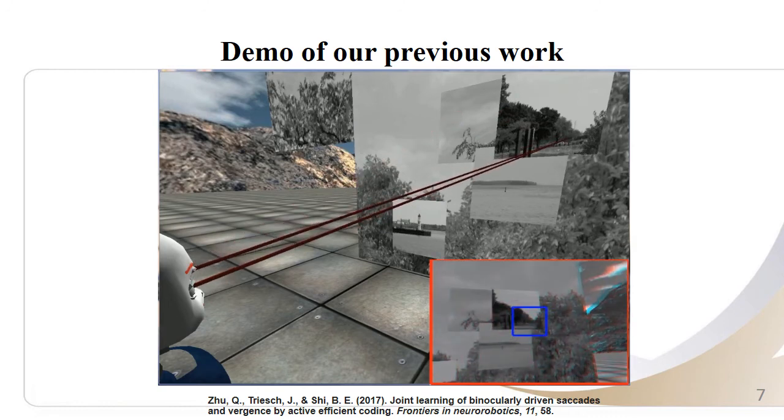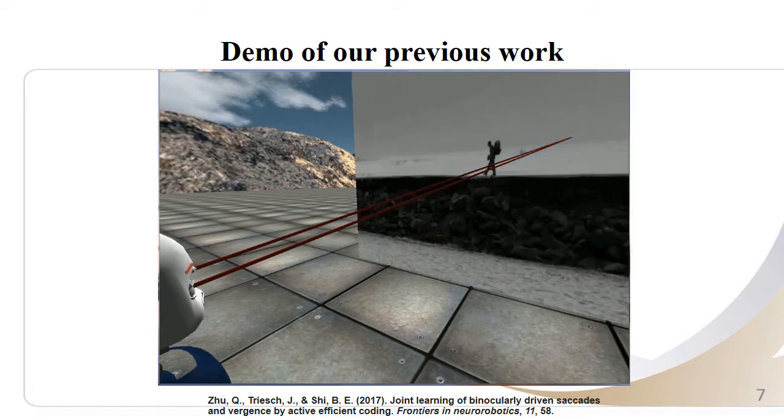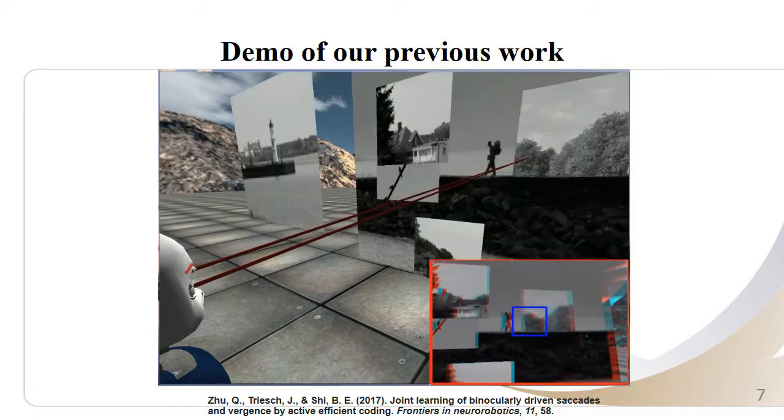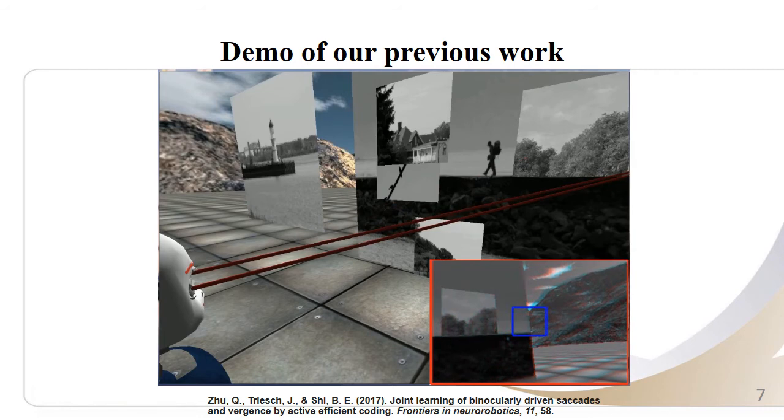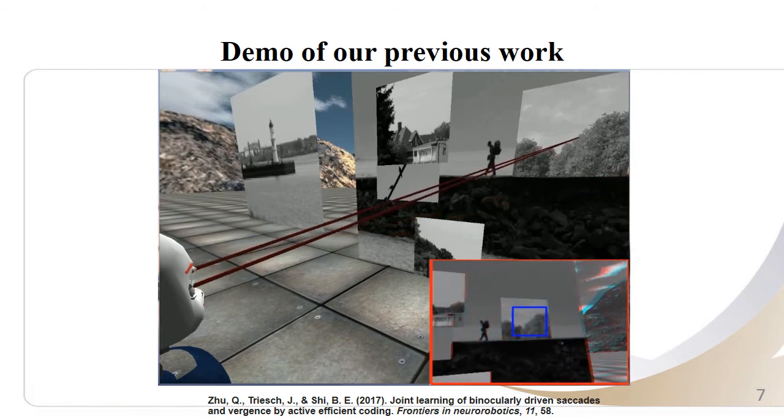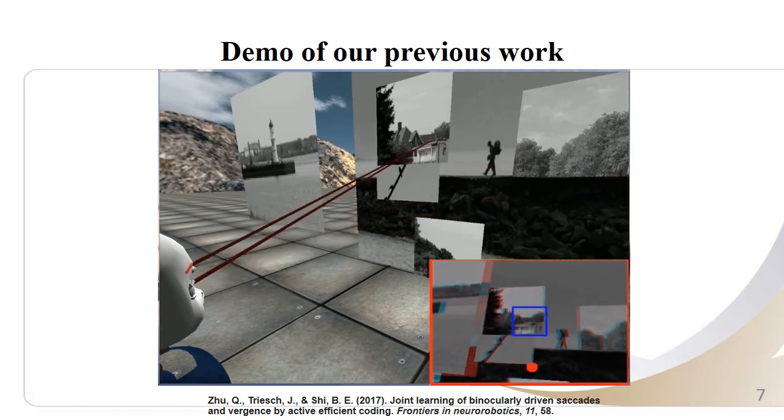So during training, every 10 iterations, the robot will make a saccade to a new point. And then during fixation, the robot will implement vergence and cyclovergence.